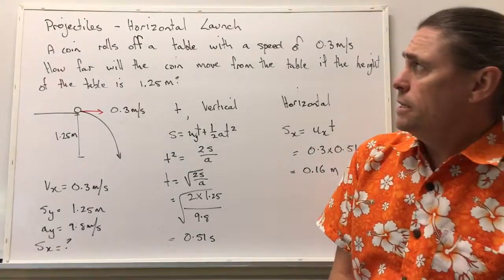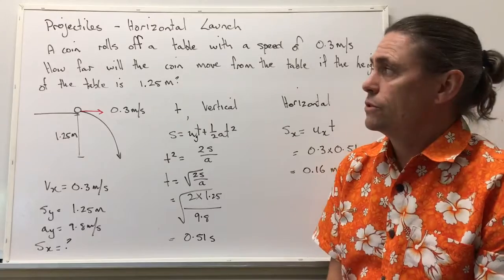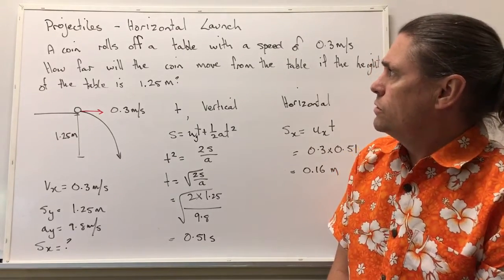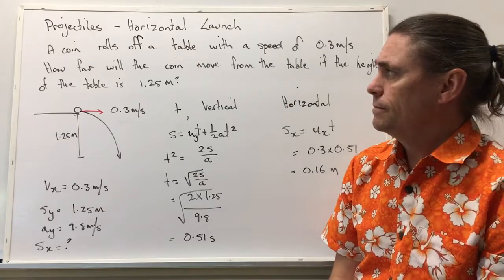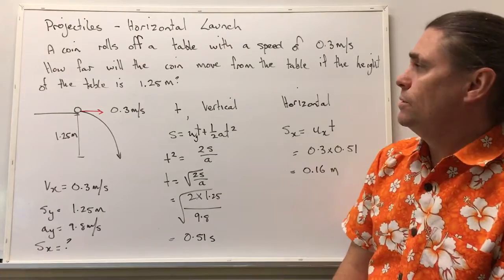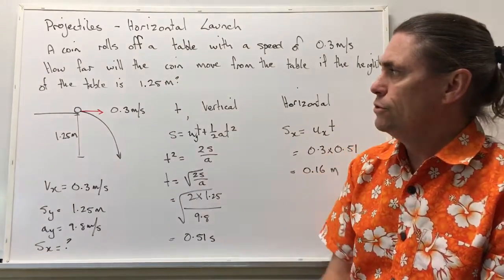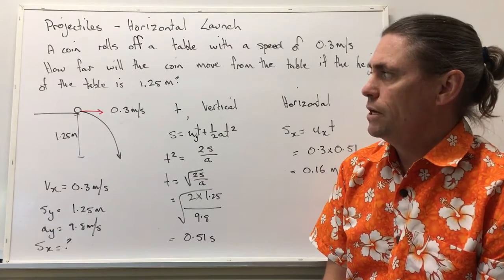Let's have a look at projectiles and when we launch them horizontally. To do this, we're going to work through an example. So a coin rolls off a table with a speed of 0.3 meters per second. We're asked how far will the coin move from the base of the table if the height of the table is 1.25 meters. So the first thing that we always do is draw a diagram.